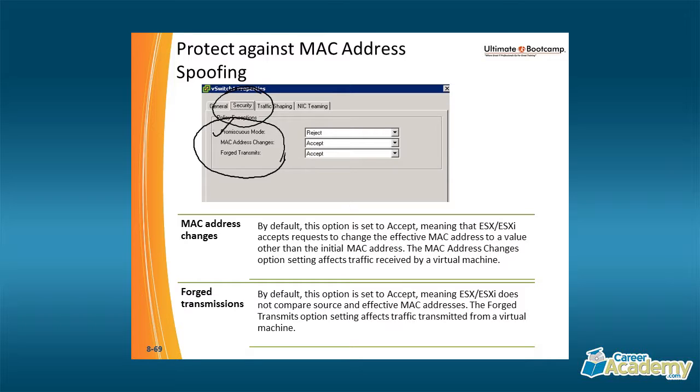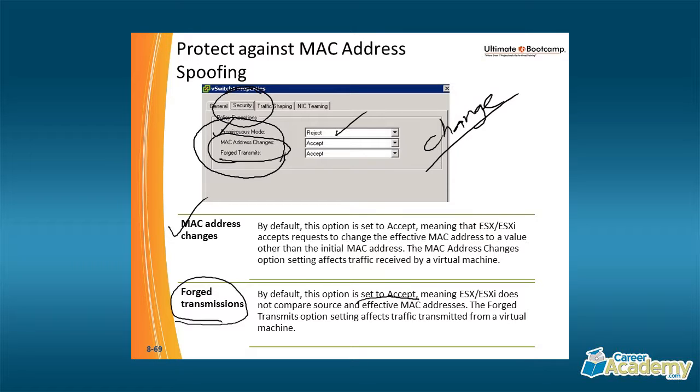So we've got this promiscuous mode. We're setting that to reject. Now we've got the MAC address changes and the forged transmits. The MAC address changes option by default is set to accept, which means that you can go in and change your MAC address on your operating system, which would allow you to spoof things. Now, we can also do forged transmissions. That by default is set to accept, which means that it will not compare the source and effective MAC addresses. It will allow those packets to be forged and changed when they're transmitting traffic from one to the other.